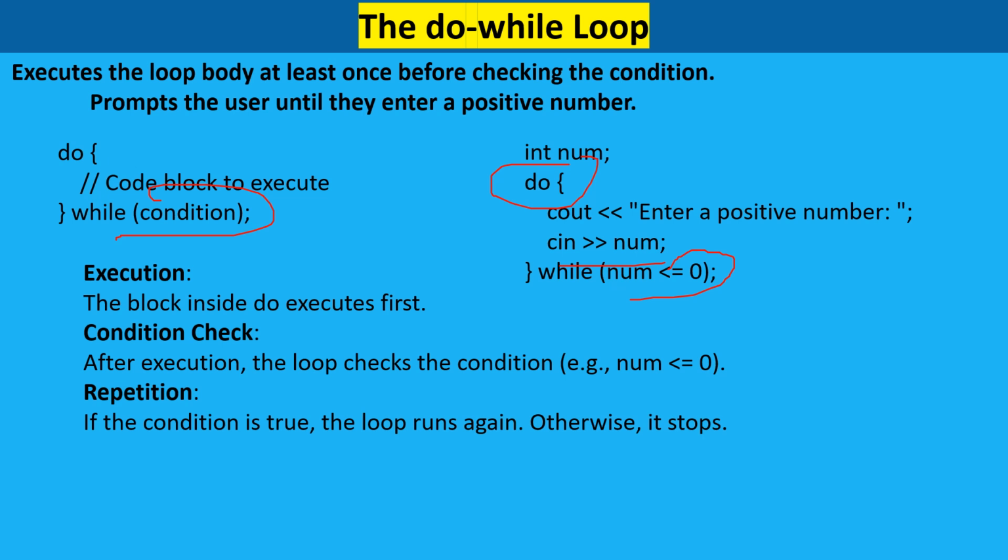This is especially useful for scenarios like a vending machine. It ensures you see the product menu at least once, even if you don't select an item.